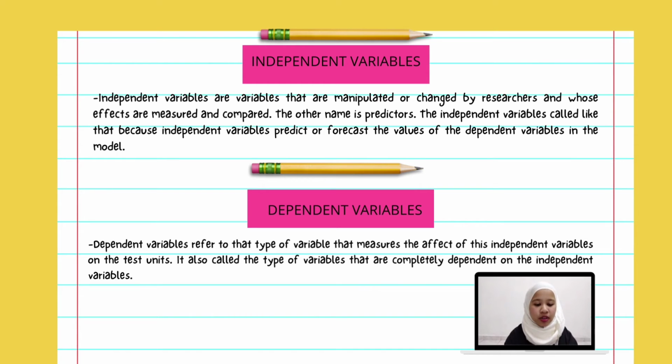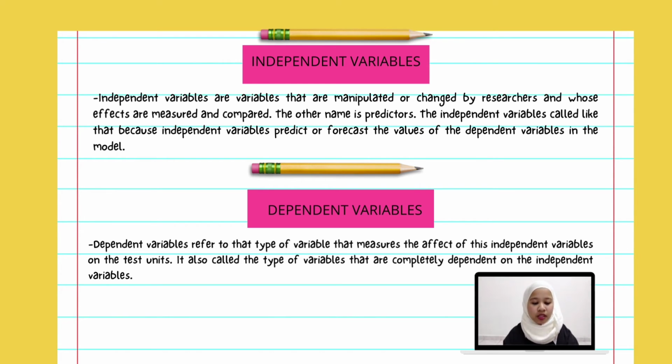Firstly is independent variable. Independent variables are variables that are manipulated or changed by researchers and whose effects are measured and compared. The other name for independent variable is predictors. Independent variables are called that because they predict or forecast the values of the dependent variables in the model, such as salary, age, and status.